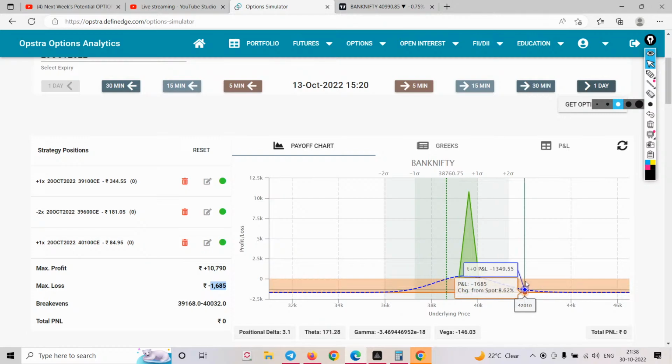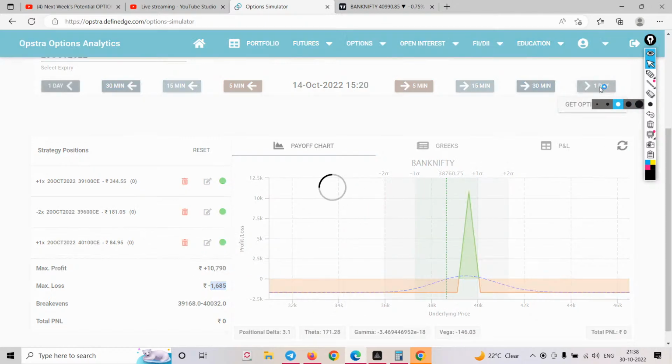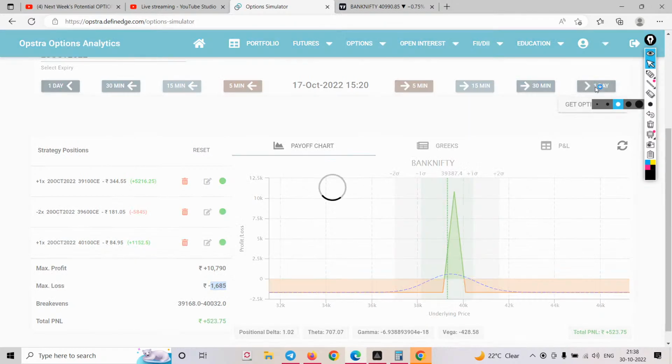Even if the market makes the upper circuit of 10%, I'll lose only 1,006. But if the market traps somewhere between, I have the potential of getting 10,790. So what I meant to say is, I'll take it to the next day. I'll take it till the expiry.